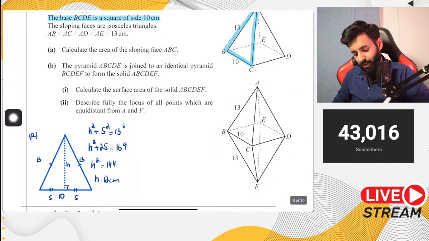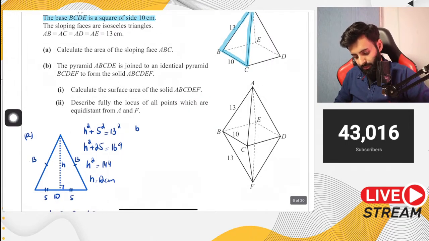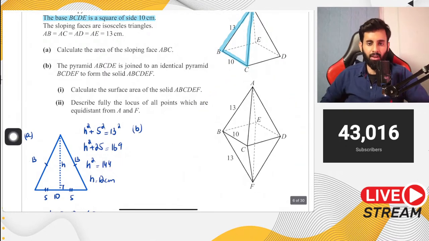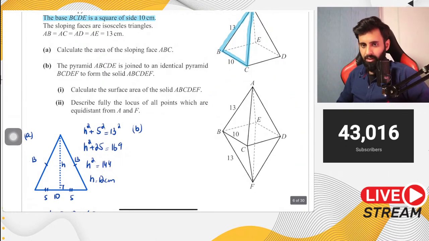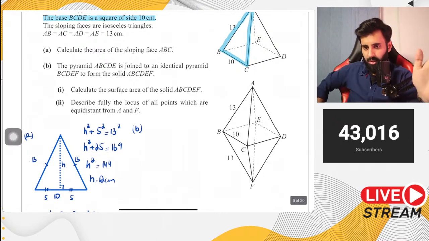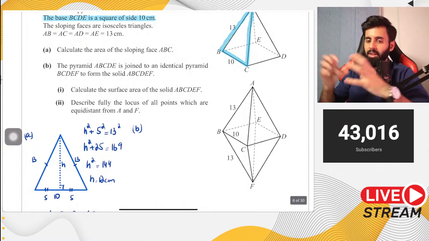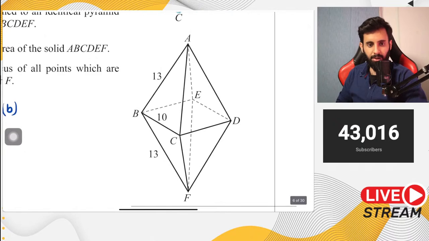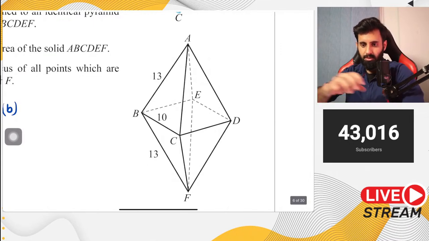In order to calculate the surface area, here's what you should do. Imagine that you're holding this object in your hand. Let me ask you a question: how many surfaces do you think you'll be able to touch? This is one solid. It's not like you're holding two separate pyramids. You're holding this entire solid in your hand. So while you're holding this, how many surfaces do you think you will be able to touch? Think and tell me.